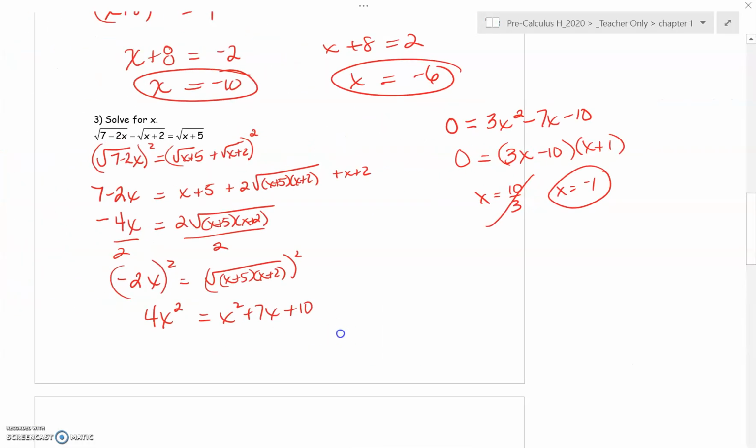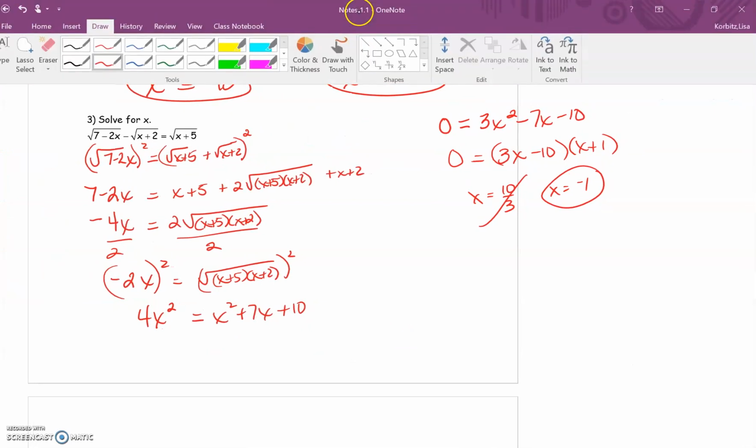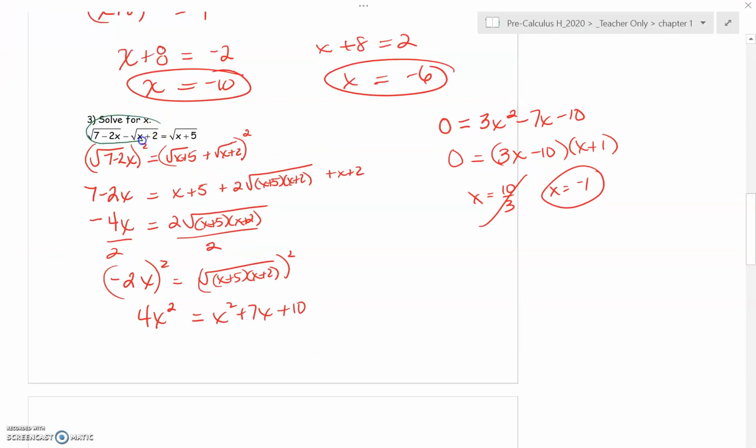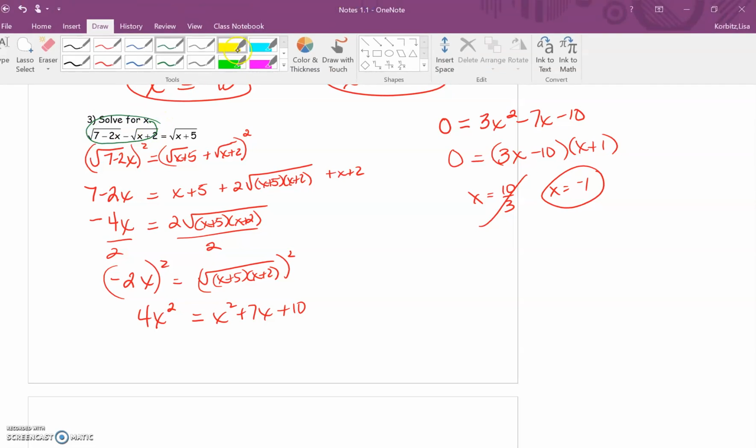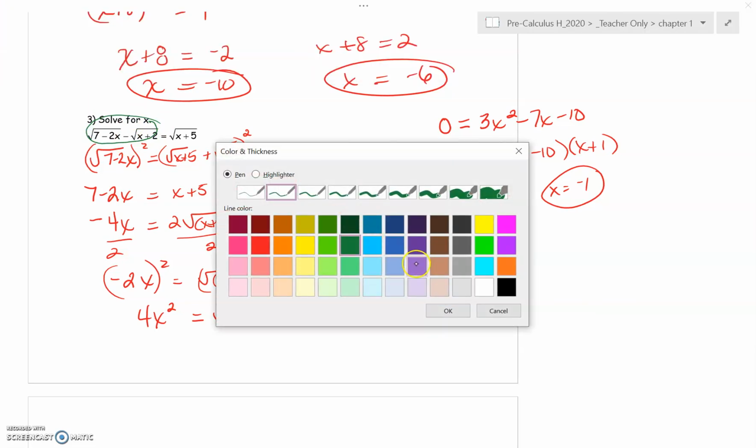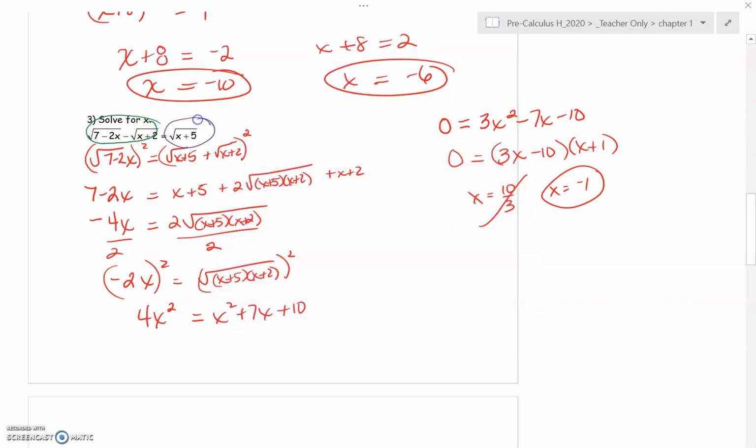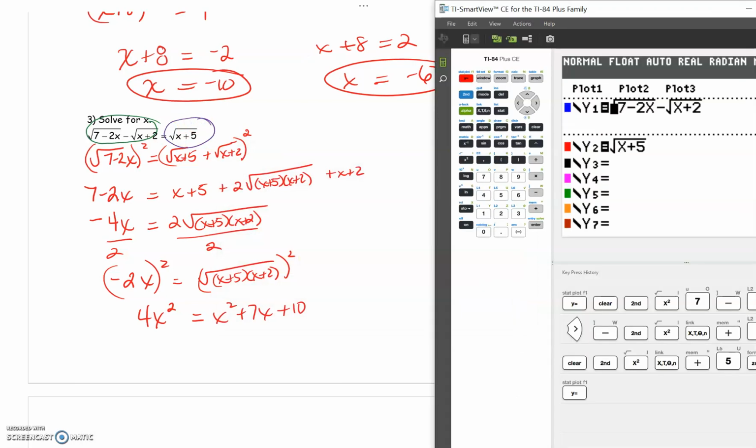Now, I typed in the left side of the equation in y1, and in y2, I typed in the right side of the equation. So if you take a look at the calculator, I want to see where they're equal. There are a lot of ways to do this. You could have gotten 0 on one side and looked for an x-intercept. But let's try it this way.